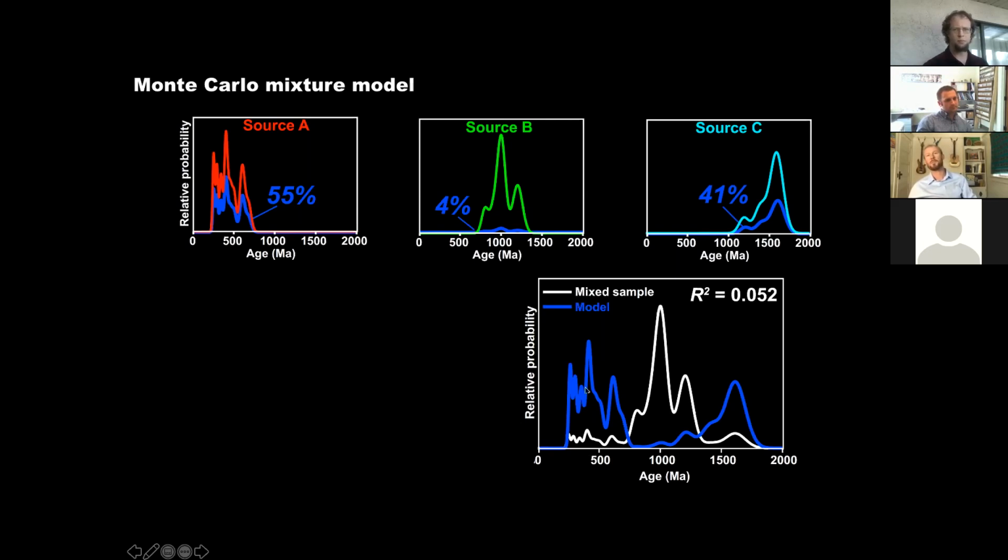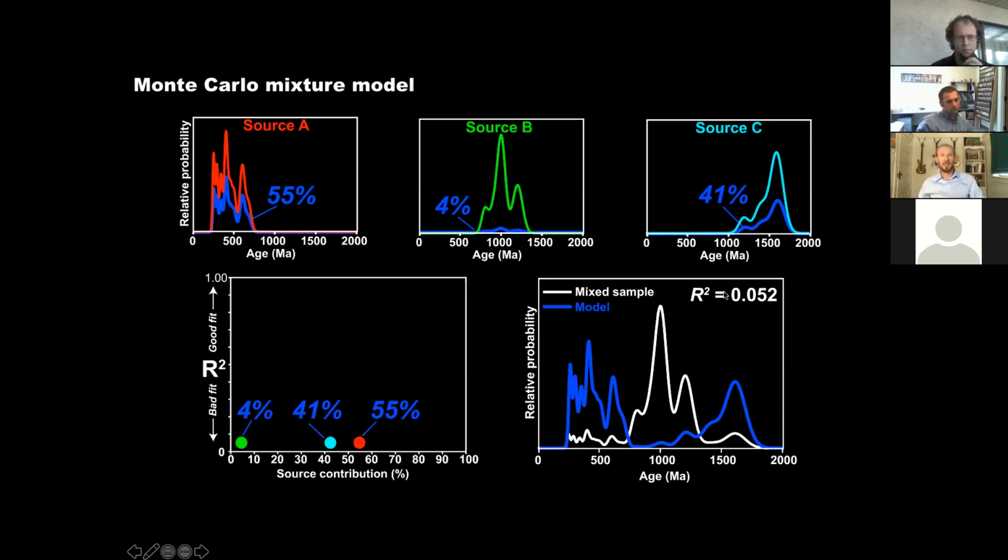In blue here. Our model distribution, the goal is to match that mixed sample, that basin sample that is indeed some mixture that we don't know. And you can see this is the cross correlation coefficient that Joel outlined earlier. 0 is the worst fit that you can get. 1 is a perfect match. So clearly this is a pretty bad fit.